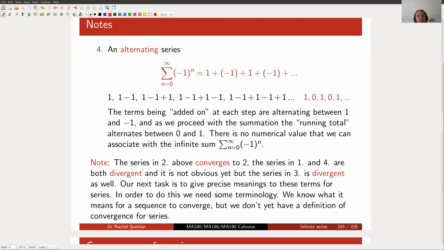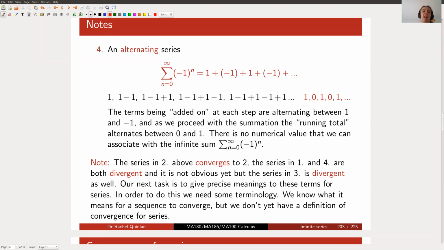So yeah, I think we said all this, but the lingo here: the series in the second example converges to 2. The series in 1 and 4 are both divergent. 1 was the sum of all the natural numbers. 4 was this alternating one. And we can't really say a whole lot about 3 yet, but we'll know shortly that it's also divergent. So we're going to give precise meanings to these terms now for series.